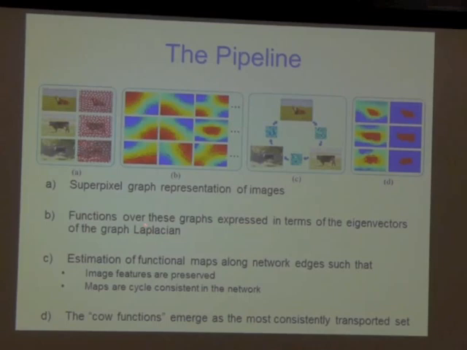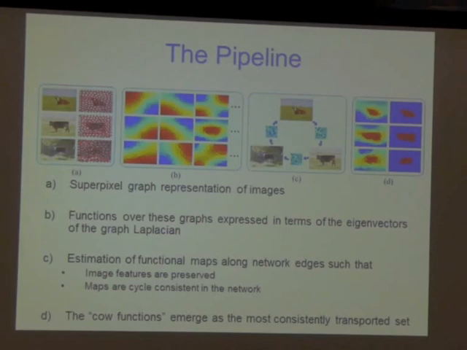Then estimate maps along the network edges that both preserve image features and are cycle consistent in the way I was just describing, and then somehow look at those functions that are most consistently transported by the network, and then the common object should arise out of these functions. And in slightly more detail, here's how this works.